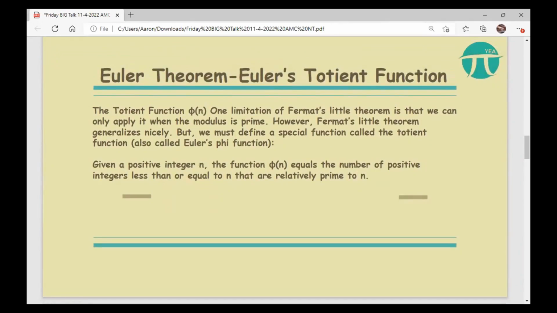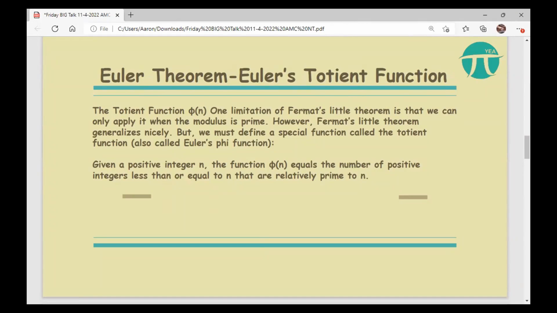So I'll move on to the second part of today, which is about Euler's totient function. The limitation of Fermat's Little Theorem is that it only applies when the modulus is prime. But now we have Euler's. We will now start introducing Euler's totient theorem, and we'll first introduce his totient function.